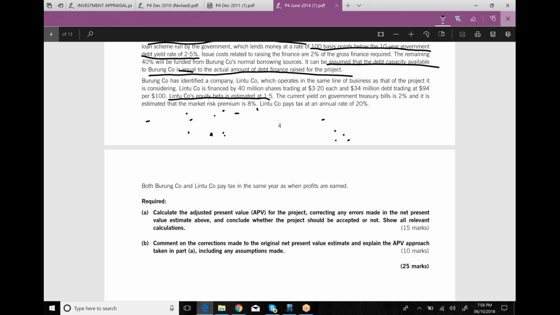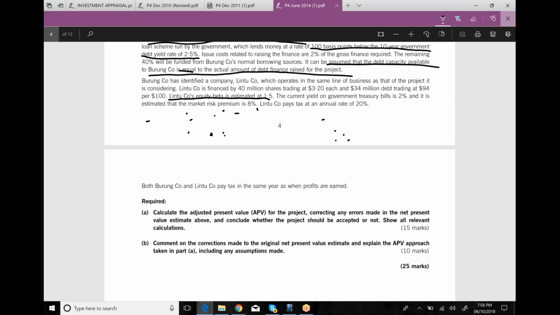Calculate adjusted present value for the project, correcting any errors made in the net present value estimate above, and conclude whether the project should be accepted or not. Show all relevant calculation. So that is pure calculation, only 15 marks. They have basically computed NPV, so you have to make some correction in that NPV, and then you have to compute your APV.